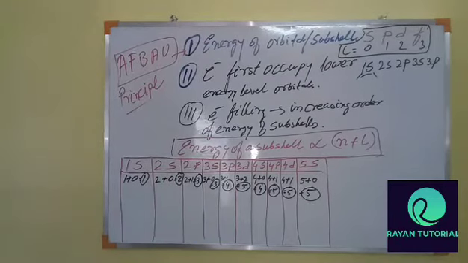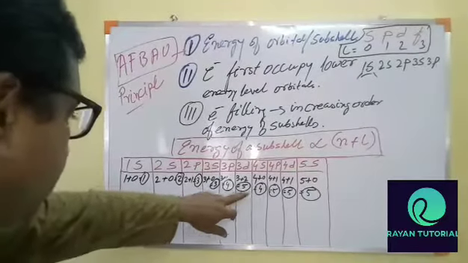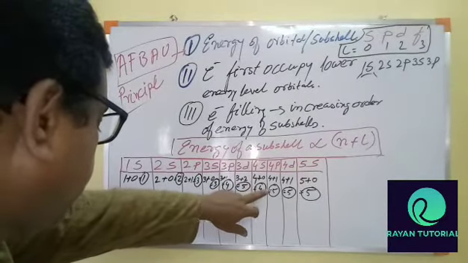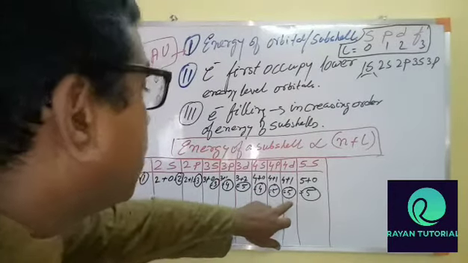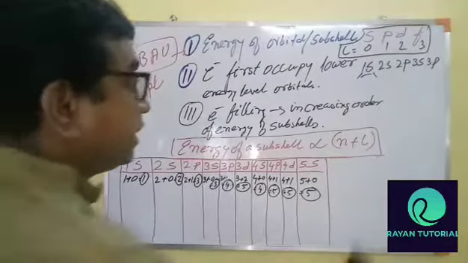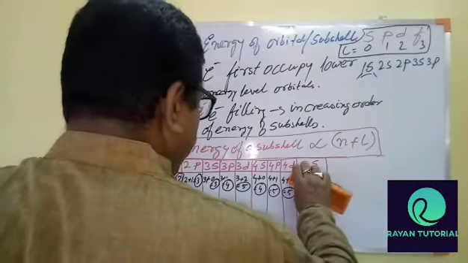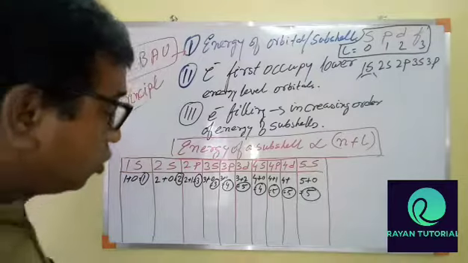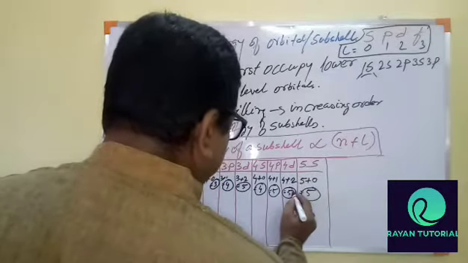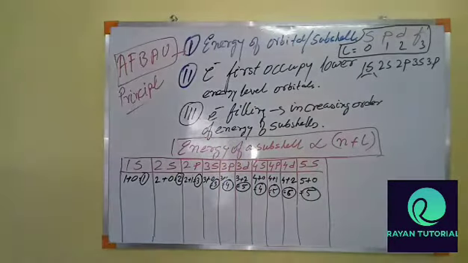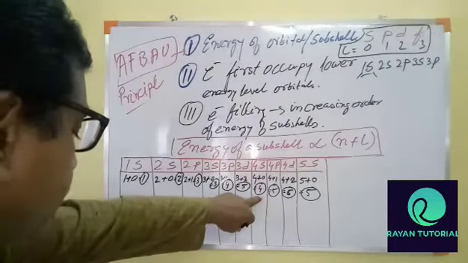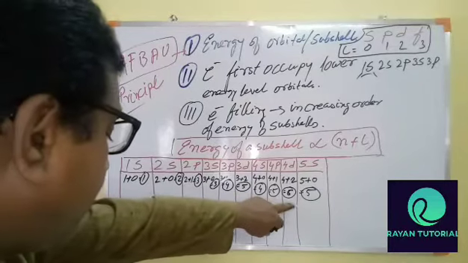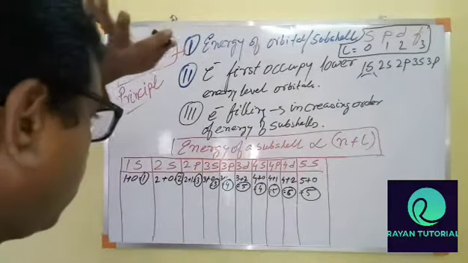P is 1. Yes. Okay. 1 is 2. Then 4p, 4p, 4d. Sorry, here I made a mistake. D is 2, so it should be 2. That means it is 6. So 3p is 4, 3d is 5, 4s is 4, 4p is 5, 4d is 6, and so on.